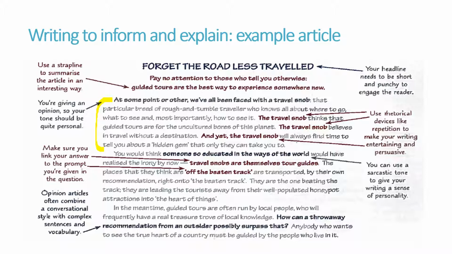Now, in the first line of this paragraph, the student says that this article is going to be about a travel snob. Now, they then spend the rest of that paragraph making it very, very clear, explaining clearly to the reader what a travel snob is. That's a very, very good example of writing to inform and explain. They use several examples to make it very clear to the reader what a travel snob is.